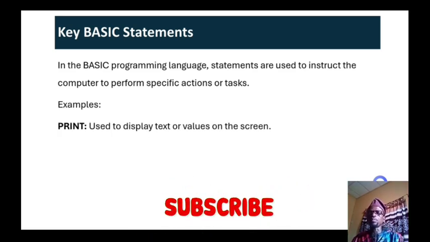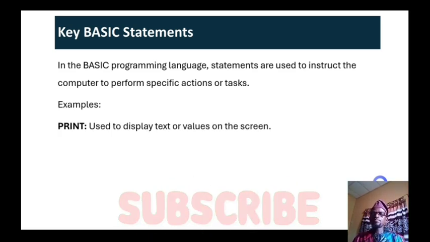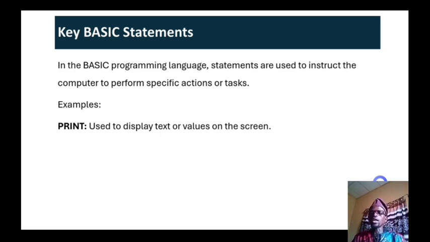The first one we shall talk about today is print. Print is used to display text or values on the screen. As we've been using it, when we say print, I told us that print will allow us to see the result on the screen. It doesn't mean that we have to print on paper. It means the result of our instructions should be displayed on the screen. Let us look at an example of how print is used in BASIC. Print hello world. What we are saying is the computer should return the text hello world on the screen.